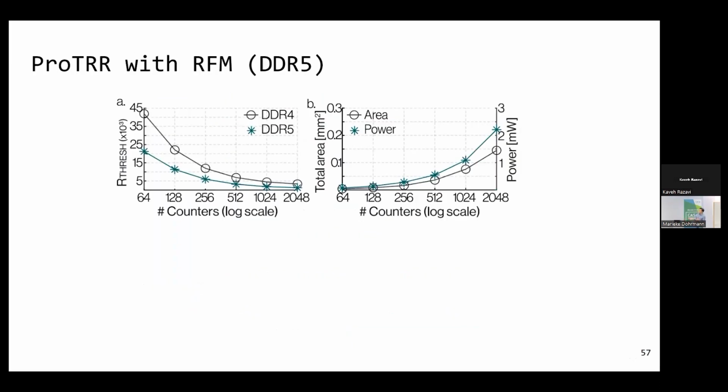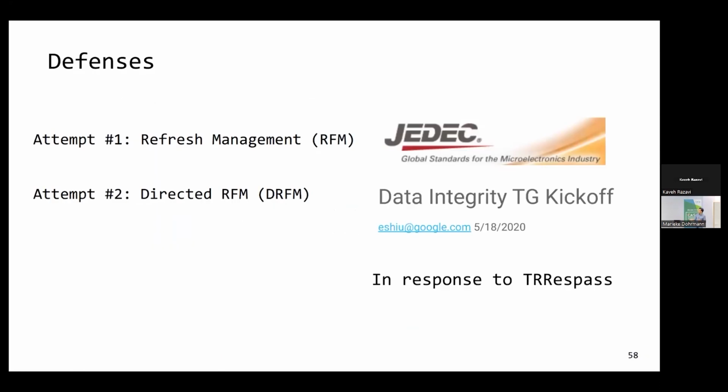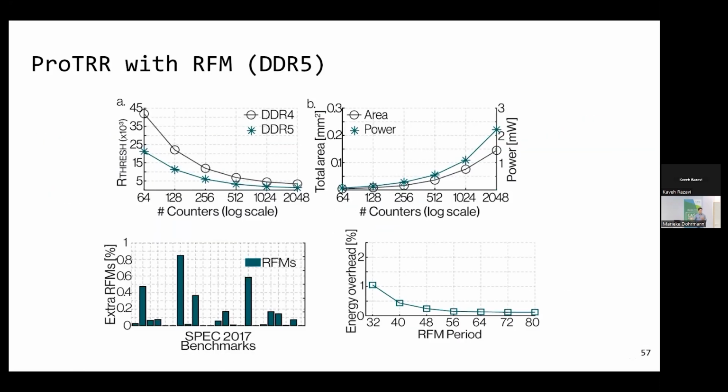Of course we also evaluated this. With RFM, you could reduce the threshold. You can go even to 2-3K thresholds. Now we are at 10K, right? So you could even go to 2-3K if you do it correctly. And there is also some overhead that we measured. But the question is: will they do it correctly? This is doing it right, but the cost is not so little. You can see that once you have to go to counters of 1024, you're already talking about 0.1 millimeter area just for the mitigation.